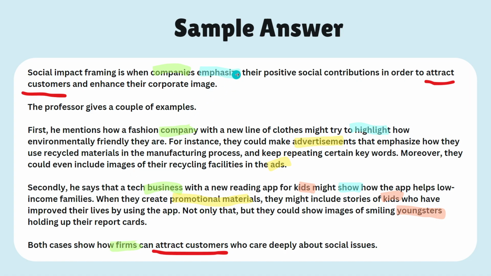And here, check it out. Here I said they emphasize their positive social contributions. And here I'm like, what can I say? How about highlight? They highlight how environmentally friendly they are, because I didn't want to repeat the word emphasize. And it's tricky, right? The first time I made this sample answer, I just went emphasize, emphasize, emphasize. And I'm like, done. And then when I was putting together the lesson for you guys, I'm like, oh yeah, I need to show off my vocabulary. So I changed it. And here, I didn't want to say the same word again, so I changed it to show.